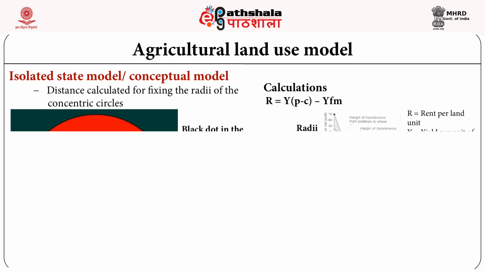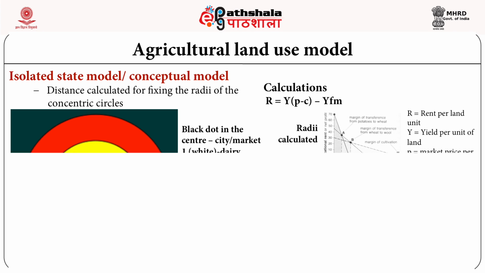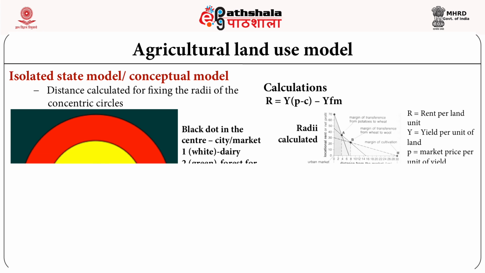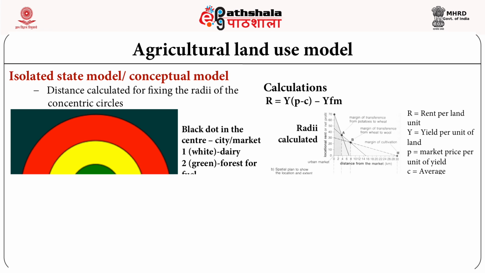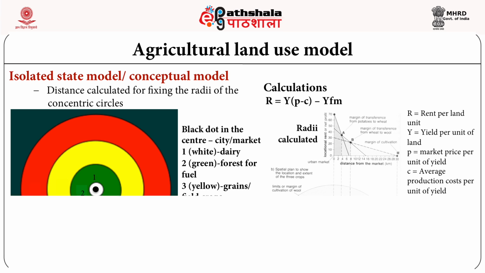This figure shows the isolated state model or the conceptual model. You can see there are concentric circles. There is a black dot in the center, which is supposed to be the city market. Then the next circle, number 1, is the dairy areas, where dairy products are produced.